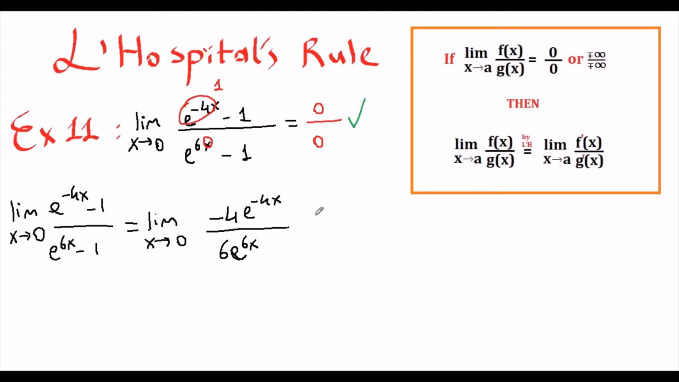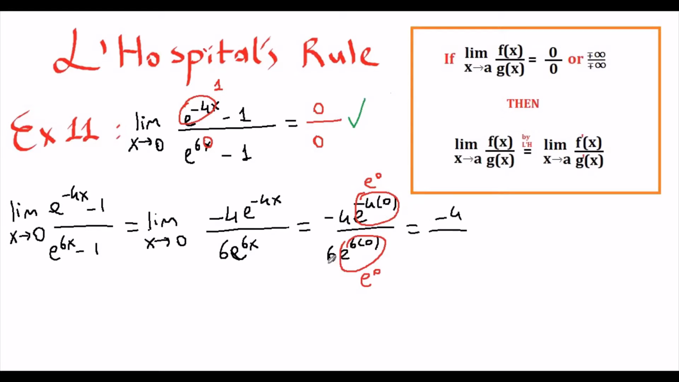Now we can plug in 0. So negative 4 e to the negative 4 times 0 over 6 e to the 6 times 0. This expression becomes e to the 0, and this expression becomes e to the 0. Anything to the power of 0 is 1. So negative 4 times 1 is negative 4, and 6 times 1 is 6. So this is going to be negative 2/3.